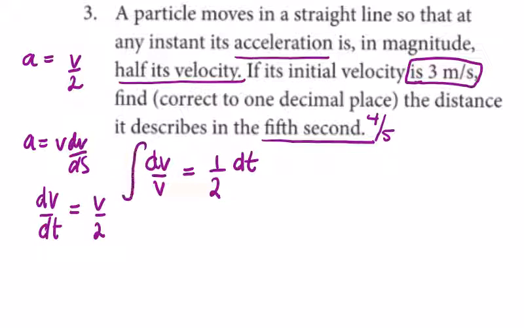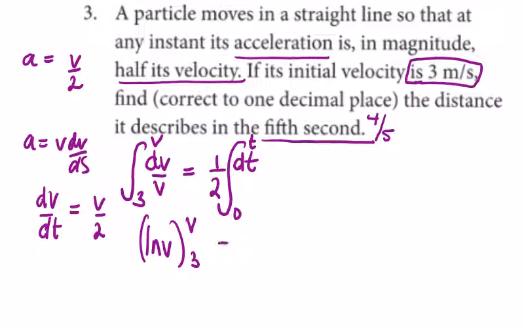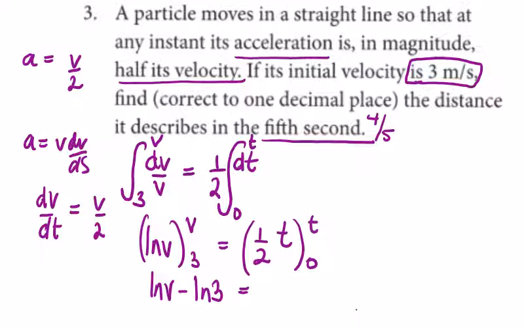And if we integrate these, we're given initial velocity is 3, so between 3 and then velocity, and the integral here between starting at 0 for time and up to time, we're going to get the natural log of v between v and 3 is equal to 1 over 2, and we're going to get t if we integrate between t and 0, which will just give me a half t, but I'll put the t and 0 in. So we're going to get the natural log of v minus the natural log of 3 is equal to t over 2. Maybe just write it like this for now.